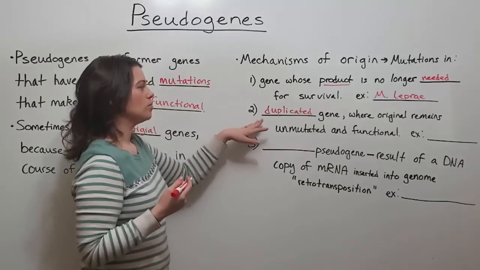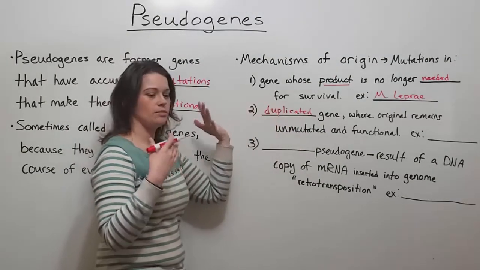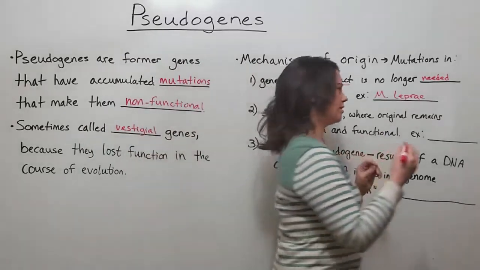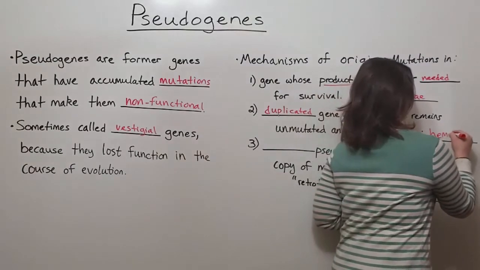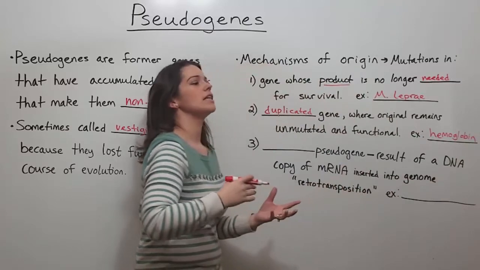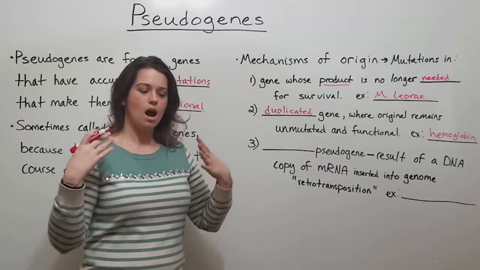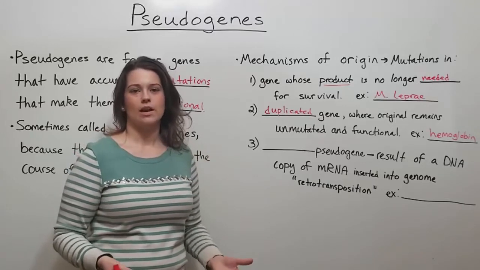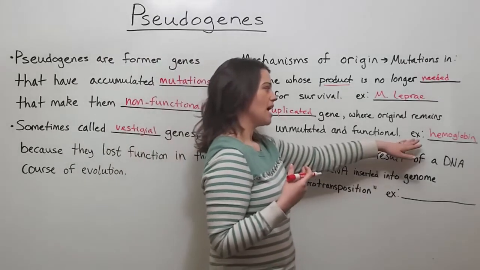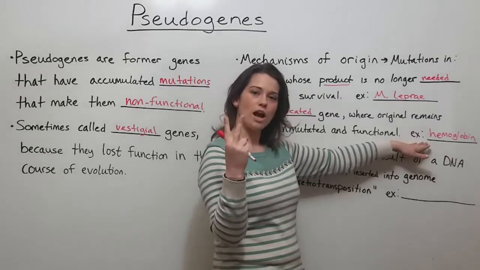And so when you have this duplicated gene, where the original remains unmutated and functional, the duplicated gene becomes a pseudogene over time. A great example of this is hemoglobin. Hemoglobin is the protein in red blood cells with four subunits. It carries oxygen from the lungs to the tissues, and it carries carbon dioxide from the tissues back to the lungs. Very important protein.